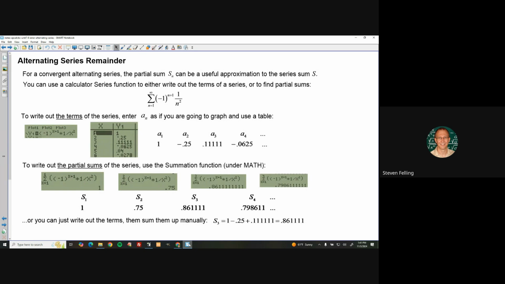Okay, to kind of build up to that, let's take this series right here. So we have an alternating series. I can tell this is an alternating series because of this term right here. And if I were to write out the terms of the series, you can either just manually plug things in, or let me remind you that you can use a calculator for this.